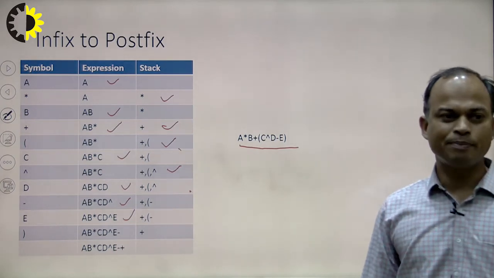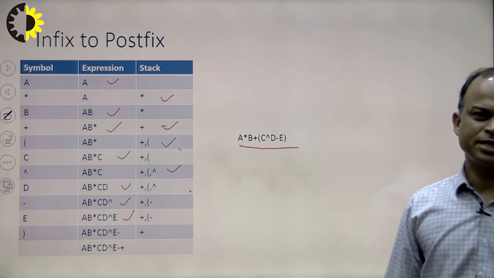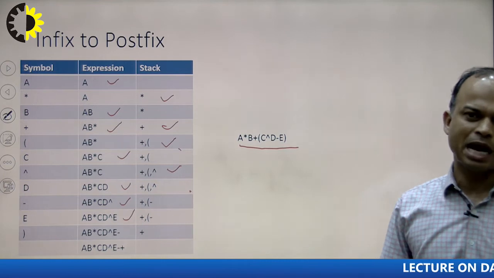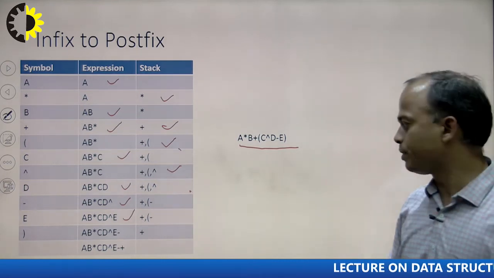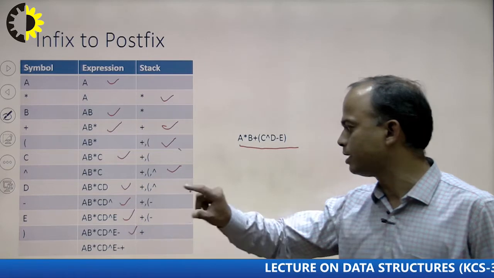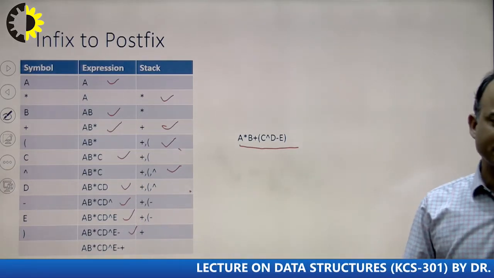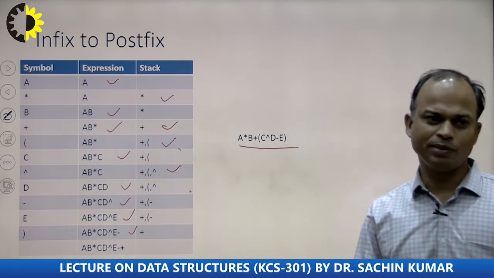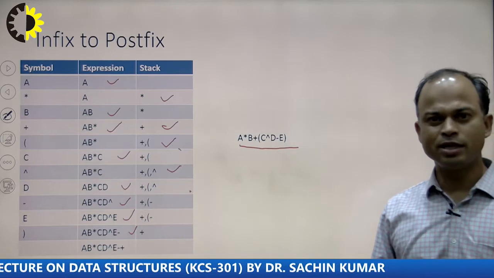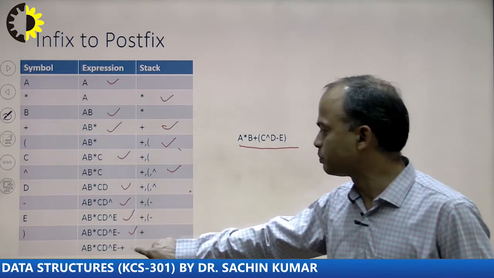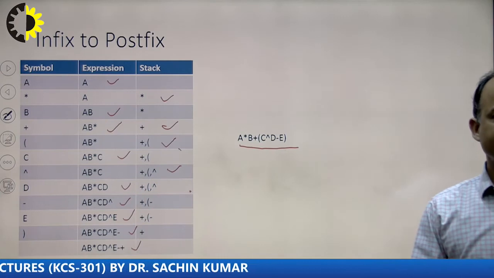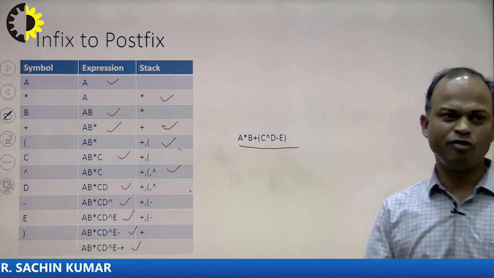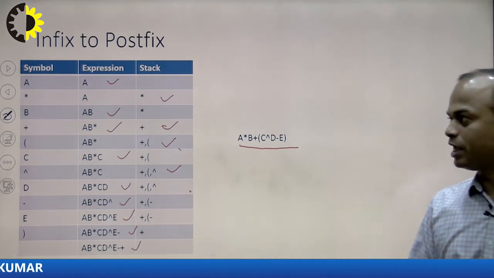And finally, we have the right parenthesis. If a right parenthesis is coming, then all the operators until the left parenthesis are popped from the stack. Therefore, we have popped minus from the stack, and our string has been finished. Now whatever is in the stack, all the operators are popped from the stack and appended onto the expression. Now our expression becomes AB multiply CD power E minus plus. So in this way we can convert any infix expression to a postfix expression.